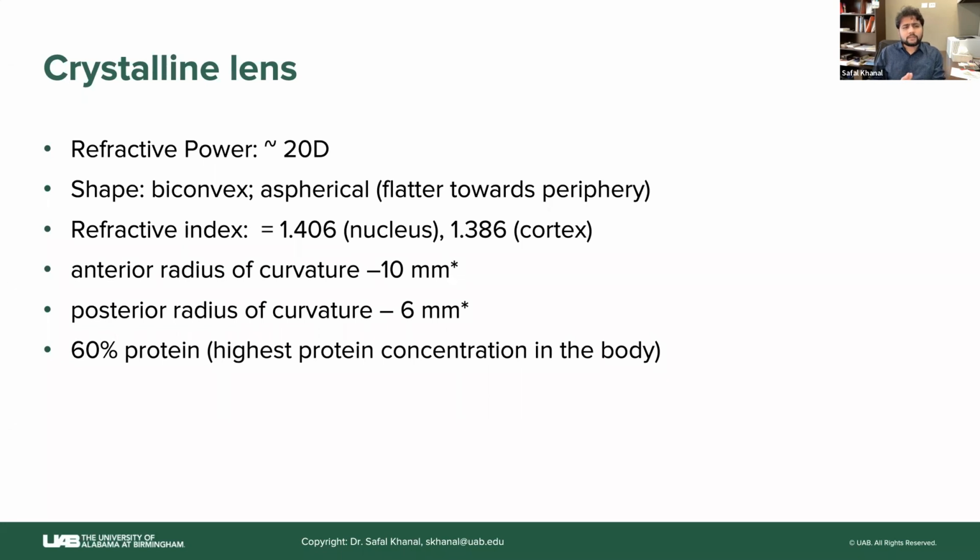The refractive index of the lens actually varies from the outermost part to the innermost part, from cortex to the nucleus. And the anterior radius of curvature is around 10 millimeters. Posterior is shorter, around 6 millimeters. And the lens actually has the highest protein concentration in the body, around 60% of the lens is proteins.